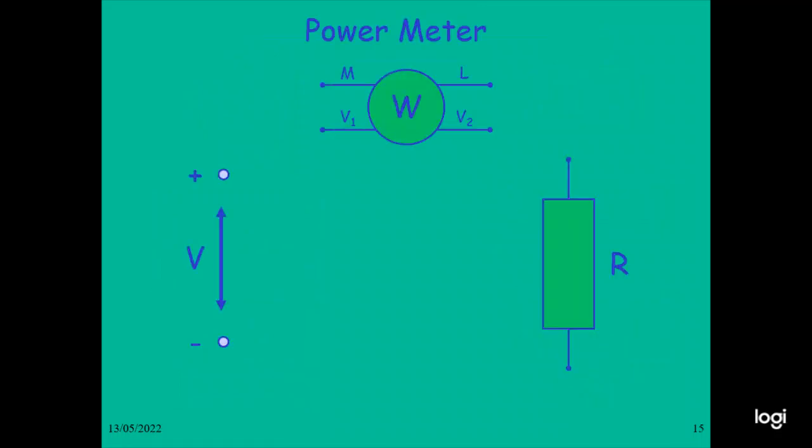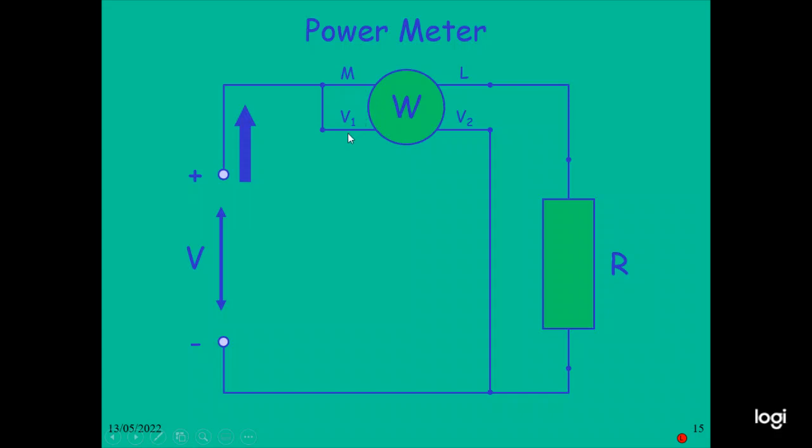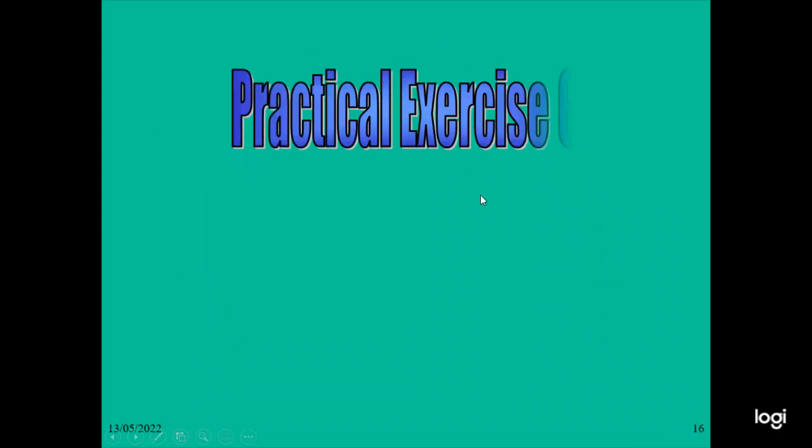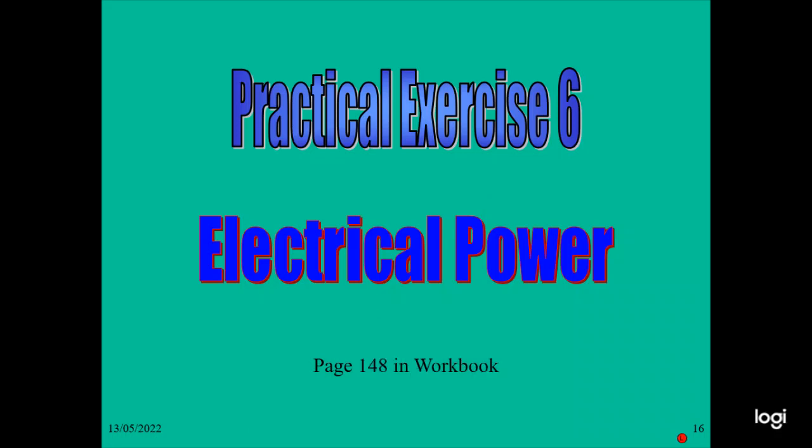This is a connection diagram of the power meter. So here I give you the wattmeter, and when the current is connected, the current will be flowing like this. The voltage coil must be connected. So in this case, this is the current coil. We want to connect the voltage coil, so we have to connect like this. We also have to do a practical exercise.